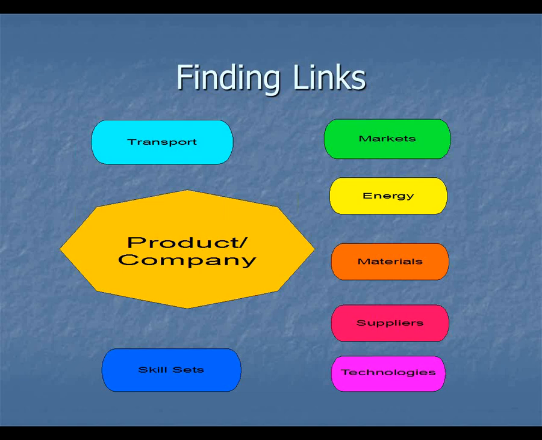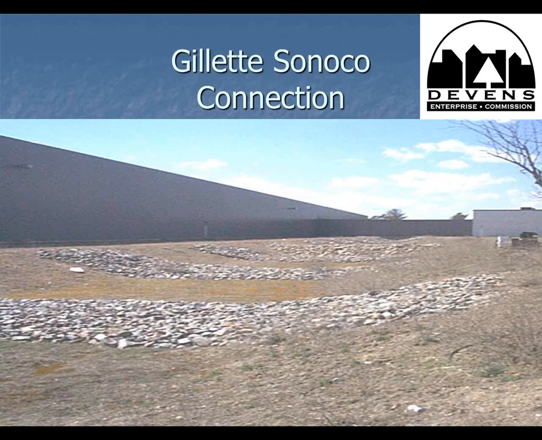I'll give you an example of a connection here from Devens. So Gillette has an 800,000 square foot warehousing facility that's located in the building on the left. On the right is Sonoco, which does just-in-time packaging for Gillette, and there's actually a connector building in between. So some of the areas where they collaborate, they have shared security for the two buildings.